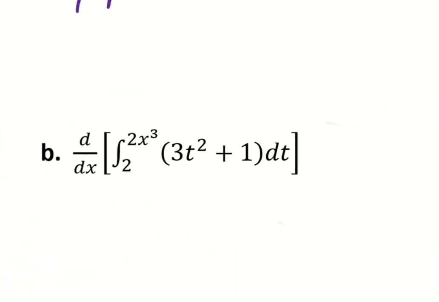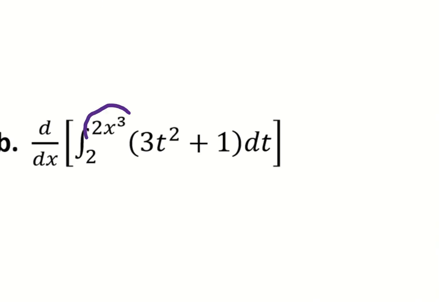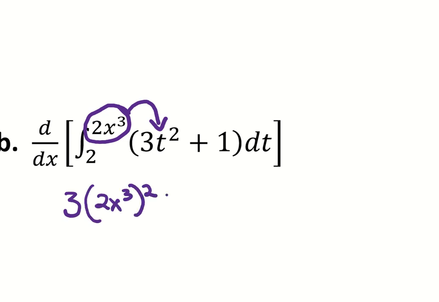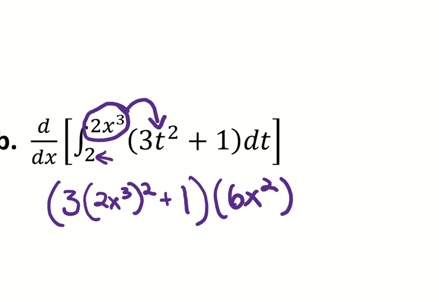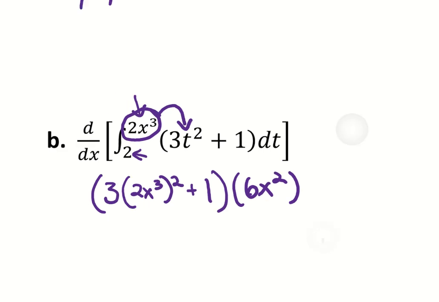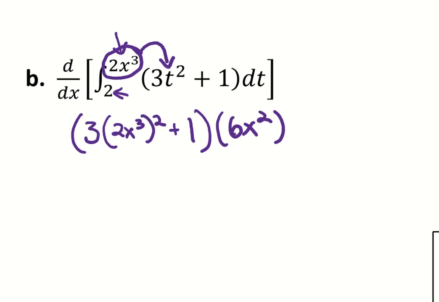So same thing here. We have a more complicated function. So we're going to take the function, we're going to start by plugging it in for t, and then because it's more complicated, we're going to multiply by its derivative. So we're going to replace the t here. So 3 times 2x cubed squared plus 1. And then we're going to multiply by the derivative of that function. So that's going to be 6x squared. Sidebar, you might be wondering, what do I do with this 2 right here? And the answer is nothing. Don't worry about it. Just worry about the function at the top of the integral. So this answer, totally sufficient.